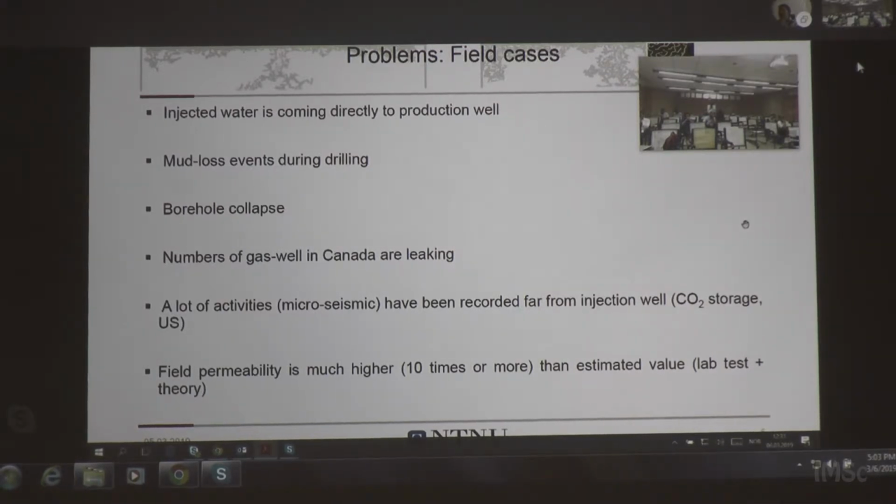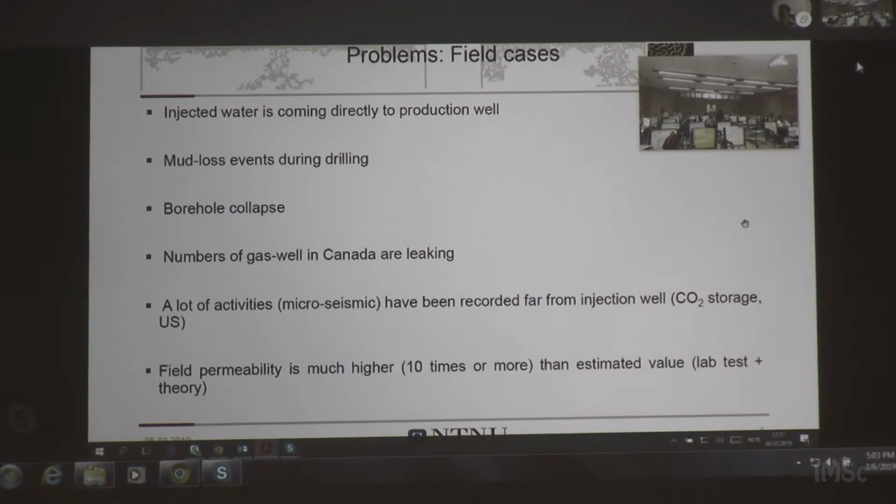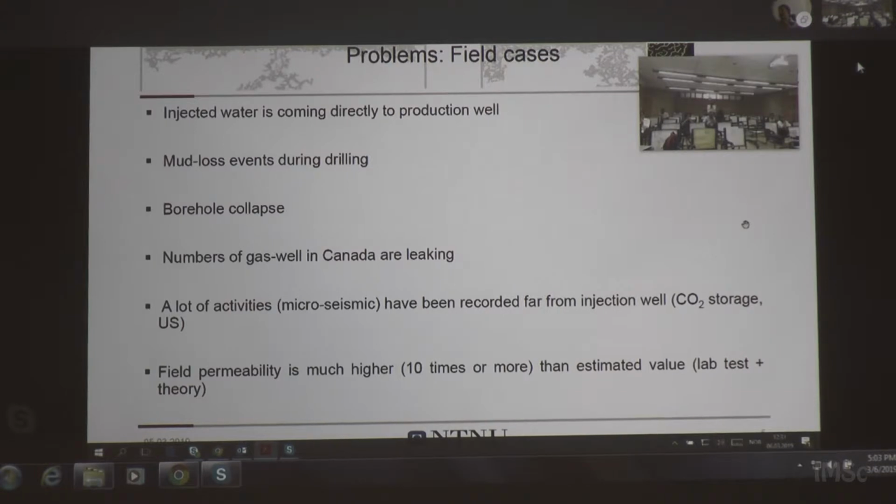And the final point I want to mention is that sometimes the field permeability seems to be much higher, 10 times or more, sometimes 100 times, than what people estimate through lab tests or theory. When you have an estimate of permeability, you plan your drilling or production accordingly. But in the field, if you see that it's much higher than your predicted values, then it creates a lot of problems. You have to change your planning completely.